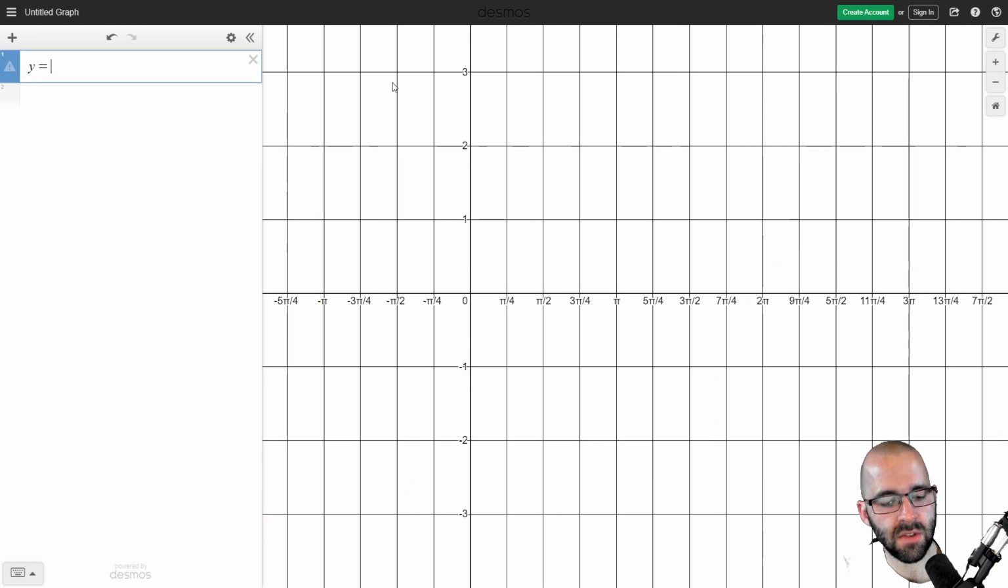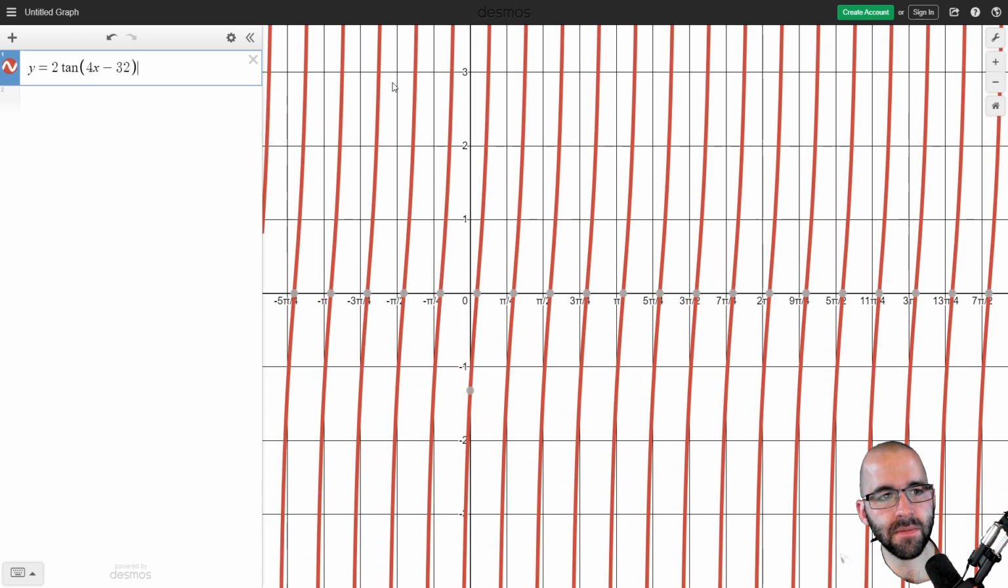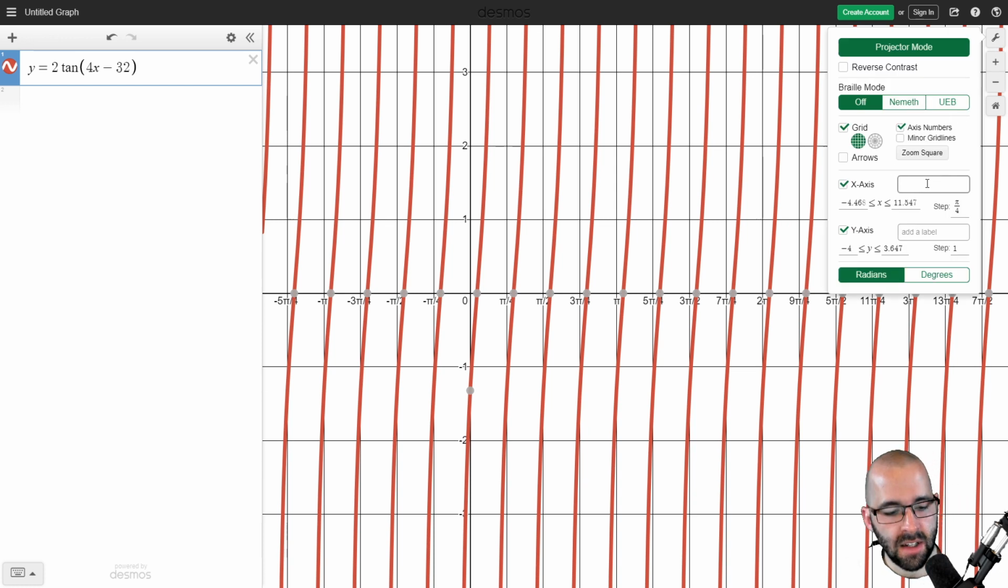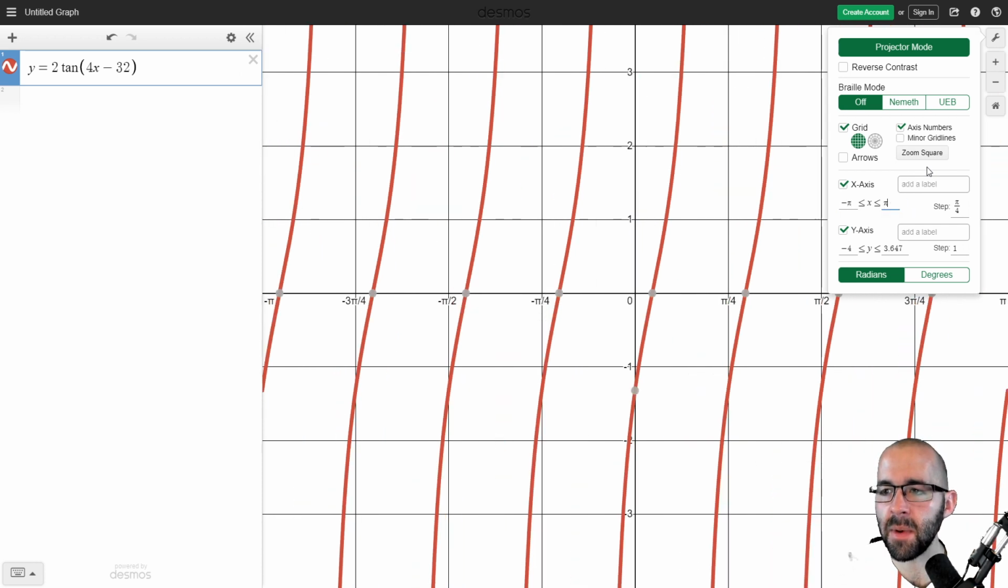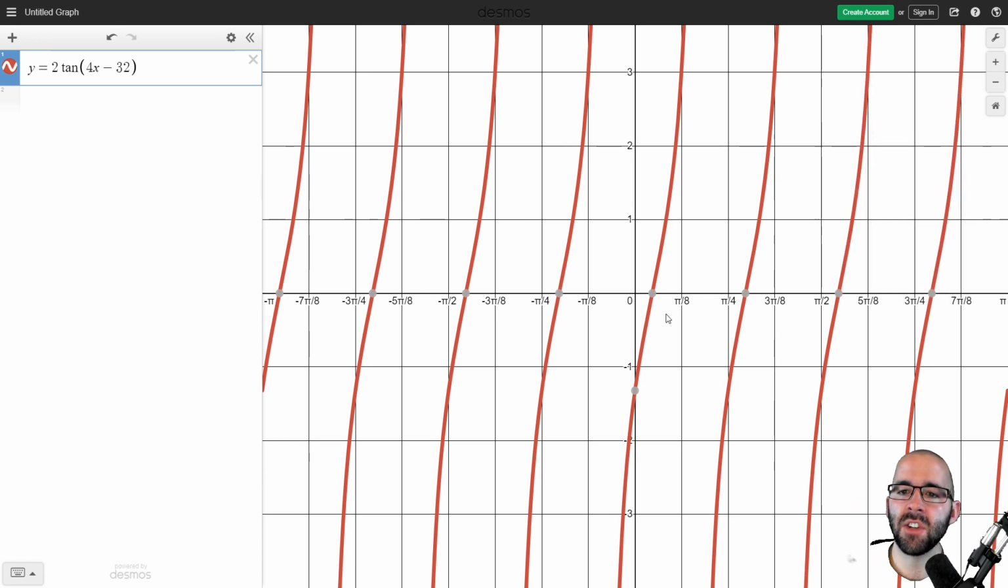So the graph is y equals 2 tangent of 4x minus 32. All right, so we're going to have to change our scale. Let's see, the period is pi over 4, so let's look at negative pi to pi. So we'll see a couple periods. And the step can be, let's say, pi over 8 or something like that. The y-axis is pretty good right here. So we said the stretching factor was 2.